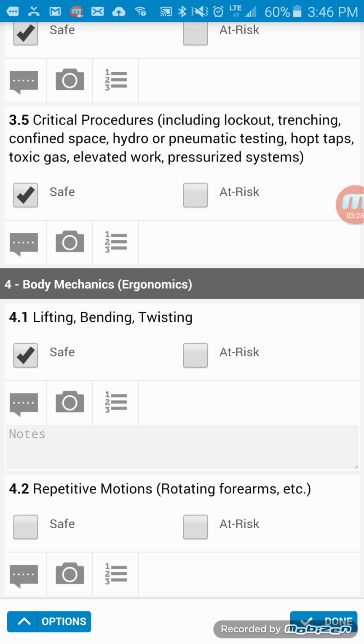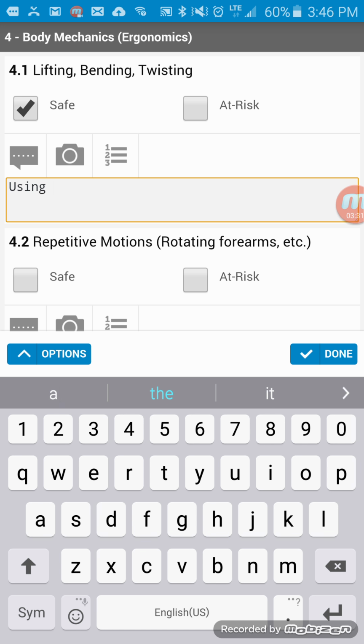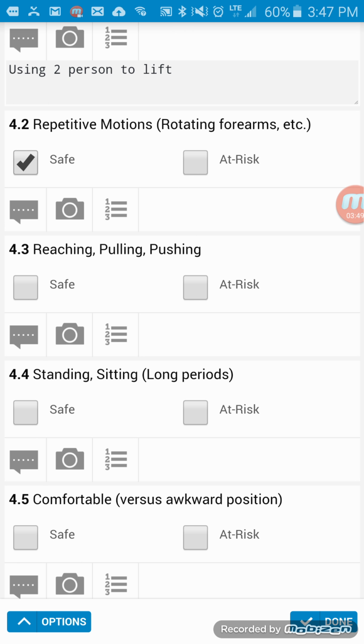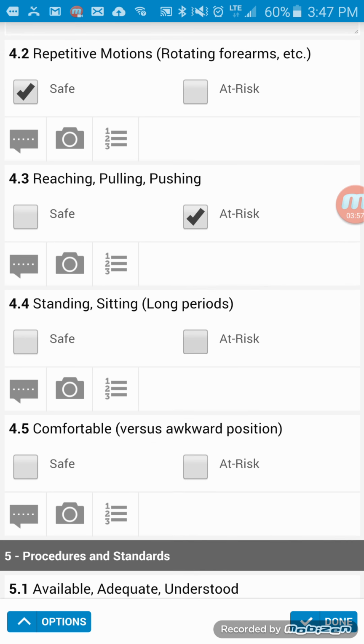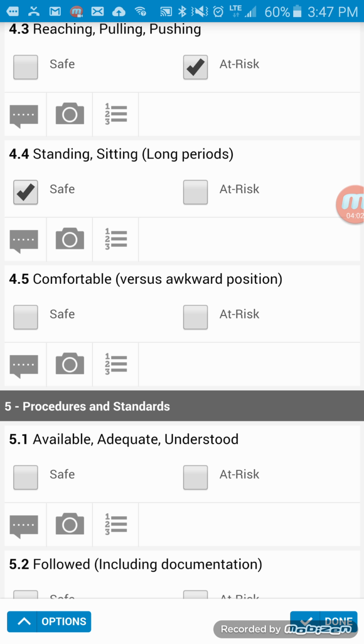If you want to make comments on that, you can say using two persons to lift. Repetitive motions and rotating forearms, and so are they doing that in a safe manner? Reaching, pulling, and pushing. Is there anything at risk there? I clicked it at risk. Maybe they could fall backwards if they're reaching in or what have you. But I put that at risk as an example. Standing, sitting, and so on. Comfortable versus an awkward positioning.